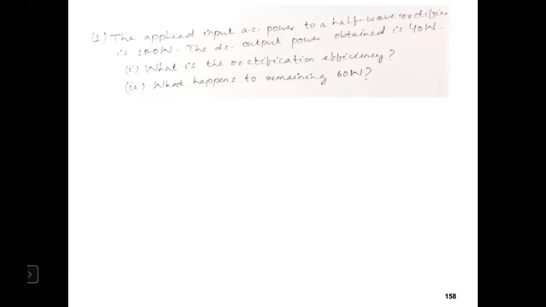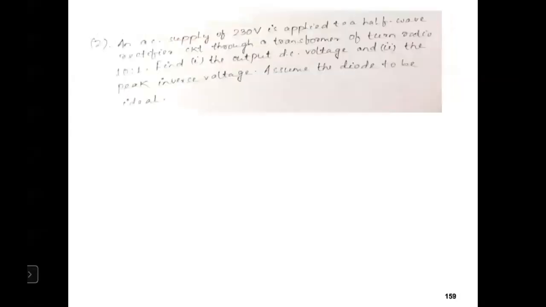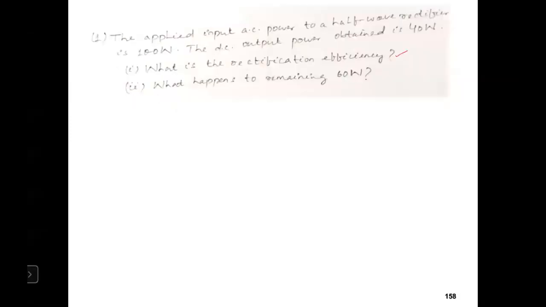Okay, so it is saying that the applied input AC power to a half wave rectifier is 100 watt. The DC power obtained is 40 watt. Okay, what is the efficiency of rectification?